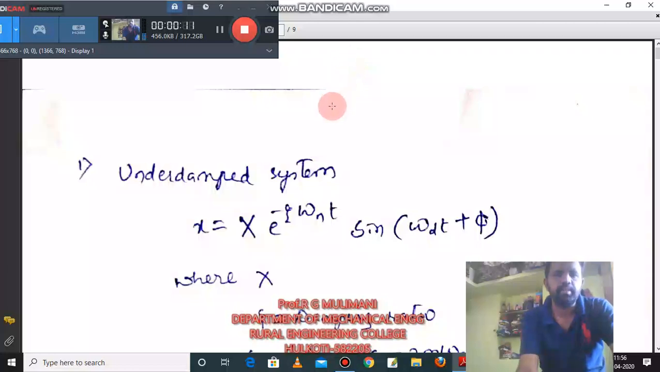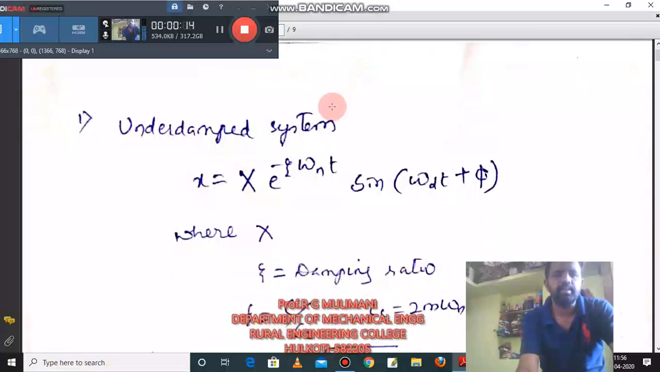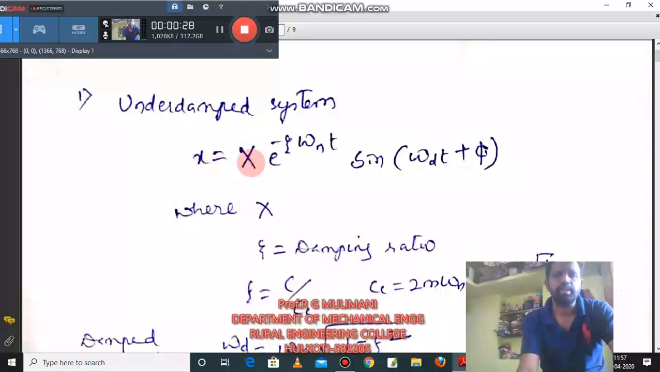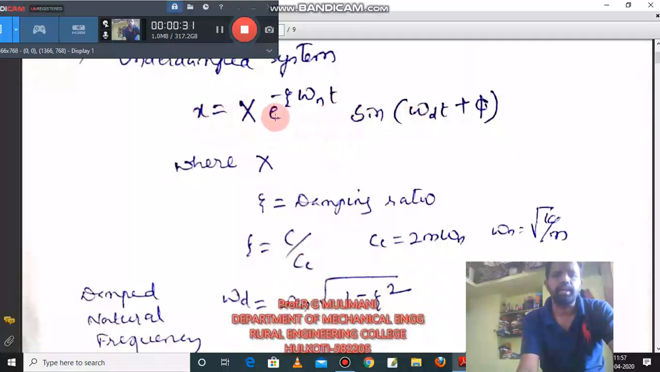Okay, we will revise a bit. In the last sessions, we have seen that there are different types of systems: underdamped system, overdamped system, and critically damped system. We have seen the response for the various damped systems. For the underdamped system, the displacement model is x = X e^(-ζωn t) sin(ωd t + φ), where X is the amplitude, ζ is the damping ratio, ωn is the natural frequency, ωd is the damped natural frequency, and φ is the phase.